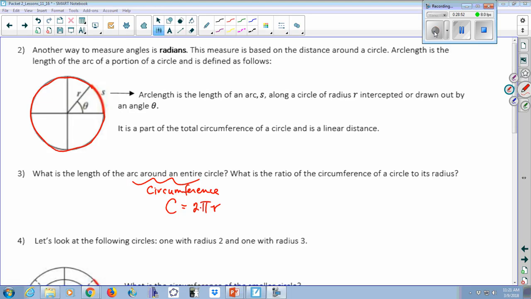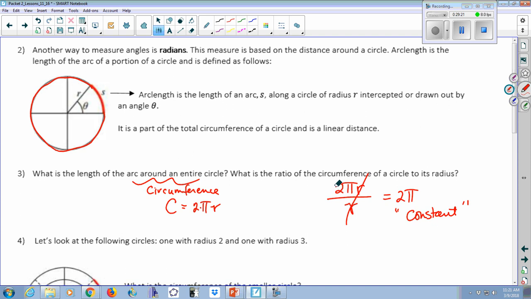What's the ratio now? So here's the length of the arc, S, all the way around the circle. What's the ratio of the circumference of the circle, which is 2 pi r, to the radius? What's that come out to be? 2 pi. Is 2 pi a constant? Yes. This is like glorious news. Glorious.